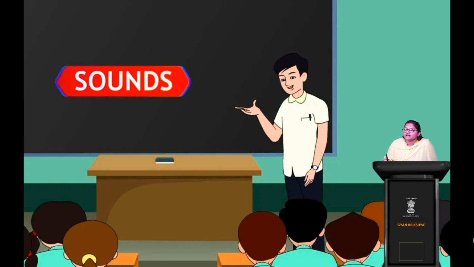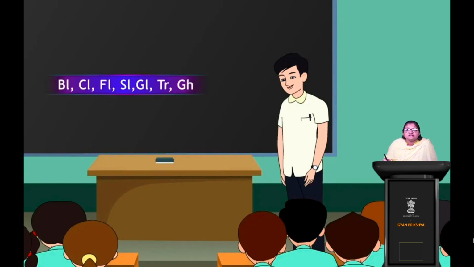Okay. So, you see, these are the different sounds. BL, okay? CL, FL, SL, GL, TR, GH, okay? BL, for example, black. CL, clean, okay? FL, flight. SL, sleep, okay? GL, glue, okay? TR, can you name any word with TR? Trigger, okay? And GH, coast. Okay, so these are the different sounds that we have.